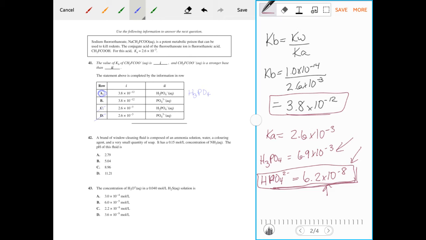Okay, let's take a look at 42. A brand of window cleaning fluid is composed of an ammonia solution, water, and a coloring agent, a very small quantity of soap. It has a 0.15 mole per liter concentration of NH3, and the pH of the fluid is blank. This is a situation where I may need to set up some sort of ICE table.